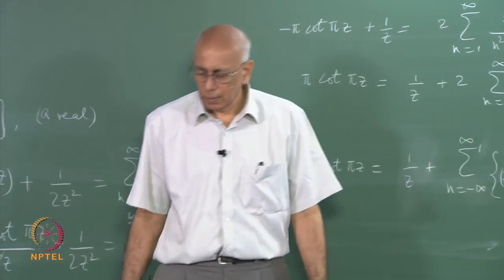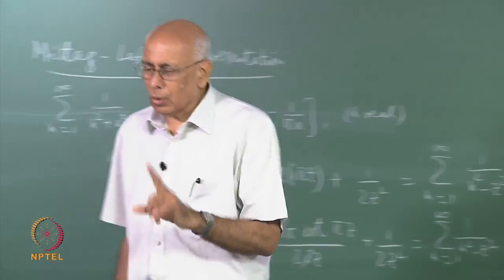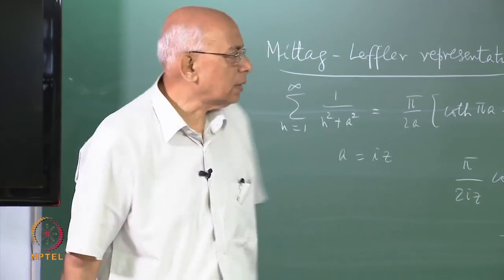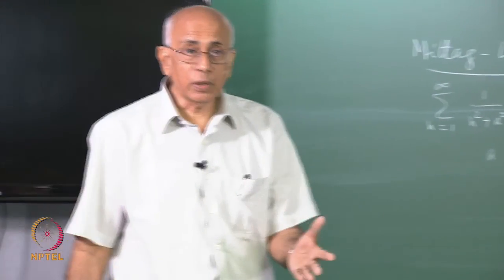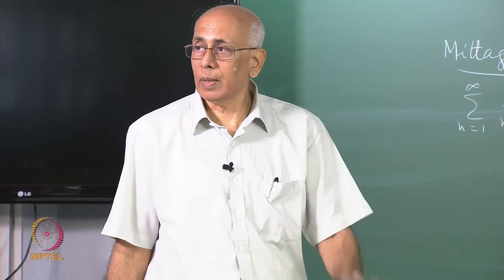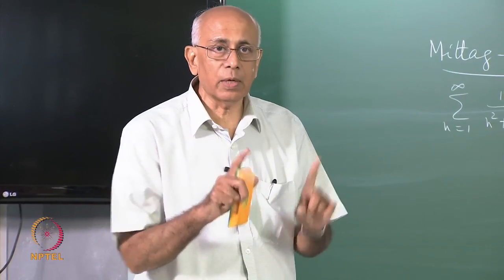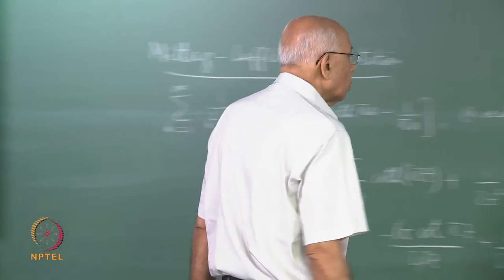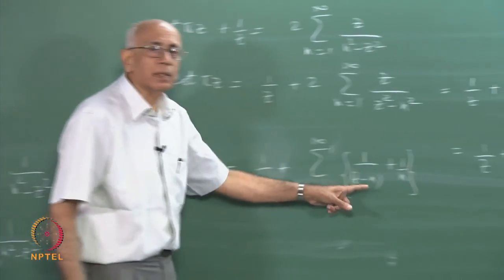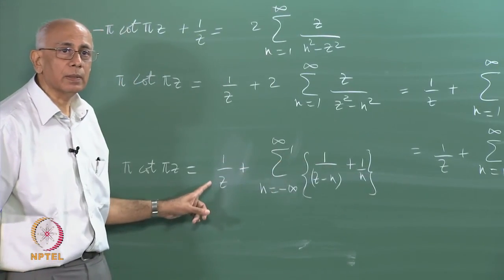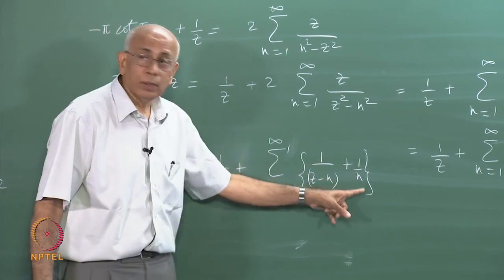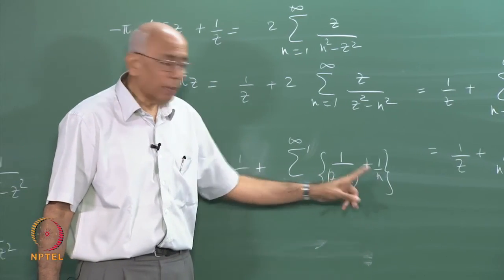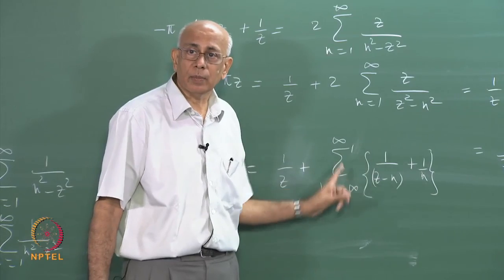It says that cotangent of pi z, pi cot pi z, is a meromorphic function. It has only poles in the finite part of the plane. It has poles at all the integer values of z, and those pole pieces are all sitting here. Every one of them is sitting here. This portion is not singular, but it is necessary for you to write such a representation.